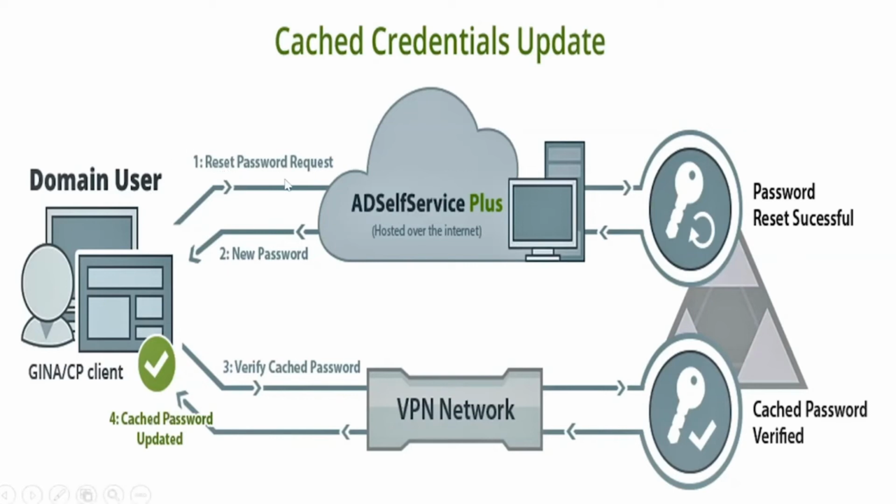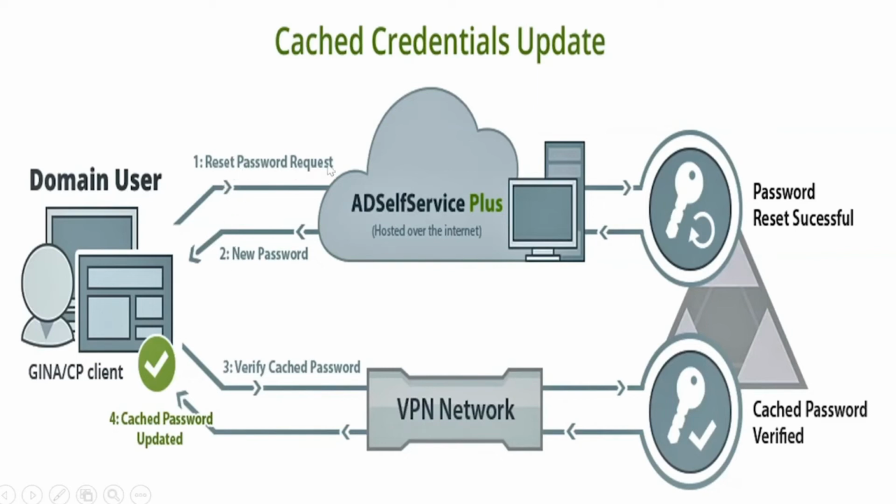So let's say the user is trying to reset the password via AD self-service, and the request goes to your domain, and the operation is a success. The cached password is then verified. This is the third step of verification. After the cached password is verified, the machine confirms that the cached password can now be updated, which is the fourth step. And in your client, the cached password gets updated with a new password. So this is a 4-step process.